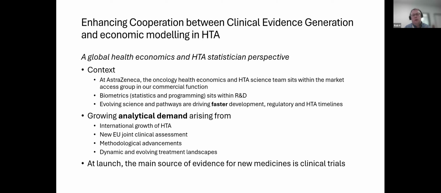I think also we need to be mindful of the fact that when we bring medicines to market, the main evidence source in almost all cases is our clinical trials, our randomized clinical trials. So all these demands that we have, this new evidence that we need, gets placed more and more on those clinical trials, which can be challenging. Next slide, please.